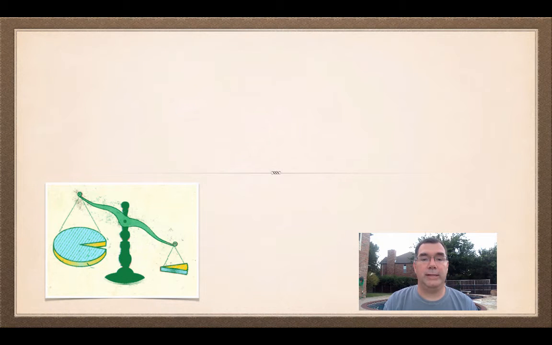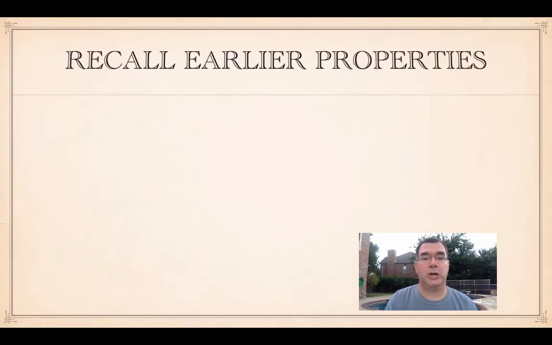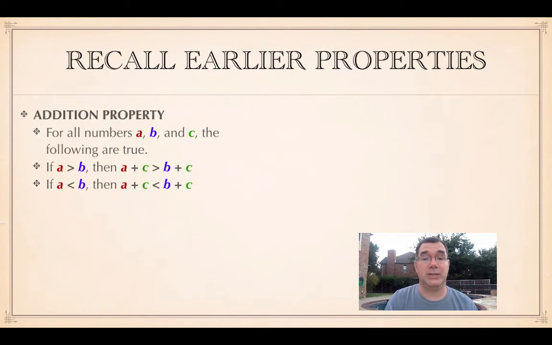Hello again. We are continuing our discussion of linear inequalities by talking about how to solve them by multiplication and division. So let's look at what we talked about the last time and look at those earlier properties. There was the addition property that said that if A is bigger than B, then you can add the same amount to both sides and the inequality sign won't change. And if A is less than B, same thing. You can add the same amount, that's C, to both sides and the inequality sign won't change.